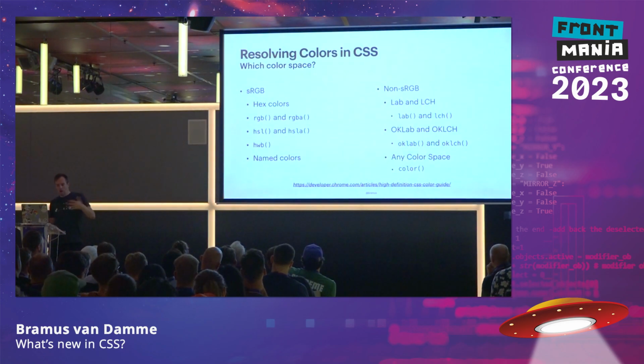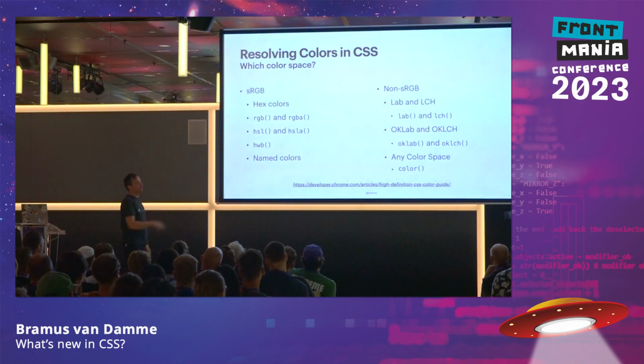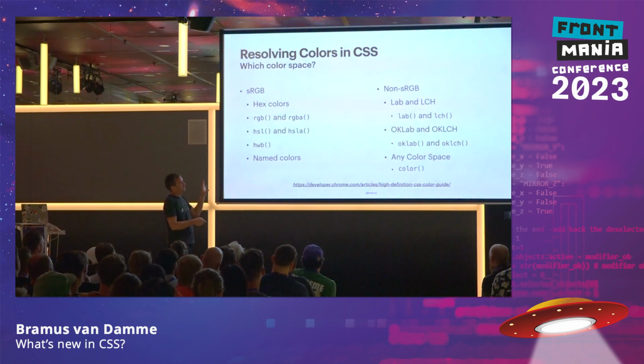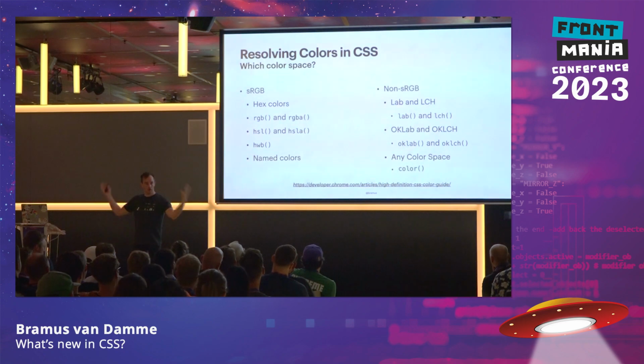So which colors resolve to which color space? All the old stuff, the named colors, the hex colors, are all clamped to sRGB, the very tiny triangle. But if we use any of these functions, so lab, LCH, OKLab, OKLCH, or color, we can target more colors than sRGB contains. I think this is amazing.